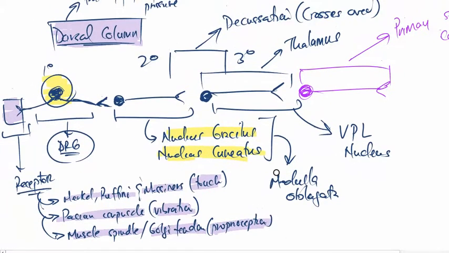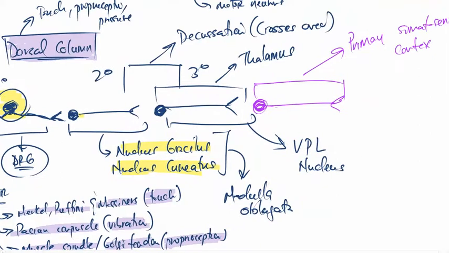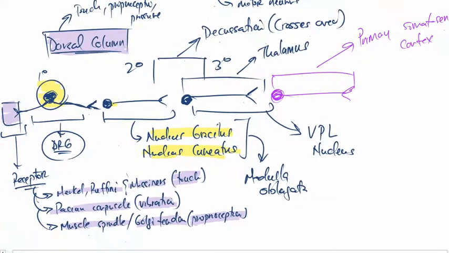Then from here, it's going to send off axons. It's going to cross over, and then it's going to synapse in your thalamus, which is your tertiary neuron. And then from the thalamus, it's going to send off the axon and synapse onto your primary somatosensory cortex.